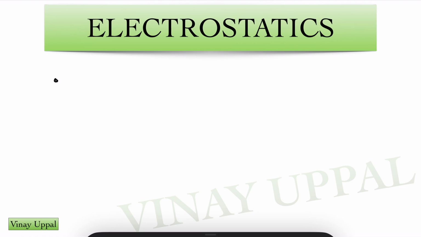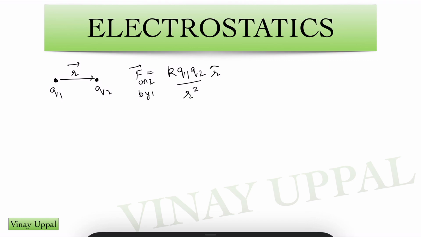So Coulomb's law, the basis of electrostatics: I have, let's say, Q1 and Q2 charge, and they are at a separation of R. So the force between them is given by K Q1 Q2 by R squared. And if I were to write it in vector form, let's say I have R vector, which is the position vector of particle 2 with respect to 1. So the force on 2 by 1 would be K Q1 Q2 by R squared R cap. So R cap will denote the direction of the force vector.